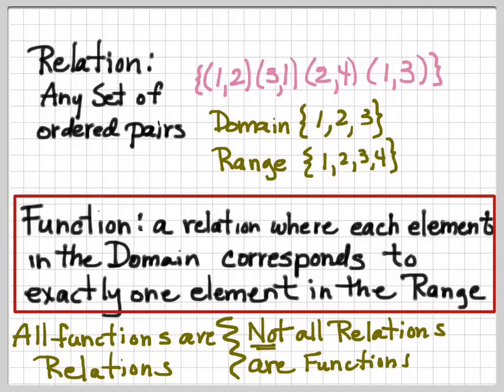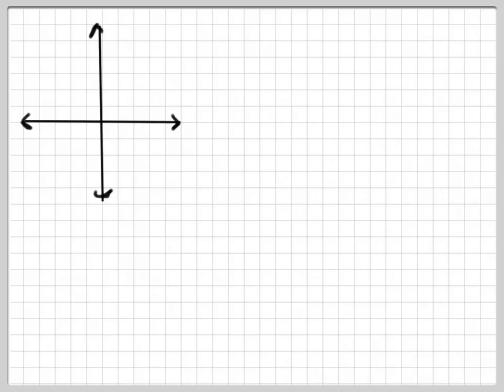For example, go back to our example up here in the pink. We have 2 points that have the same x coordinate but different y coordinates. That means the domain does not correspond to exactly one element in the range. It doesn't. One corresponds to 2 and one corresponds to 3. So that is not a function. It's just a relation. Everything's a relation, but only special cases of relations are functions.